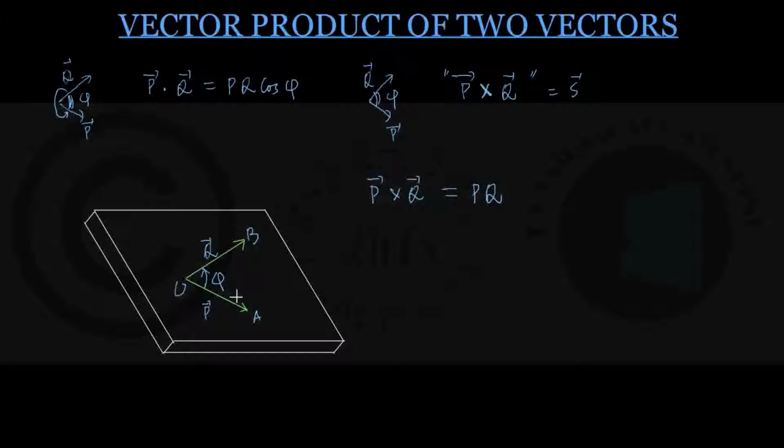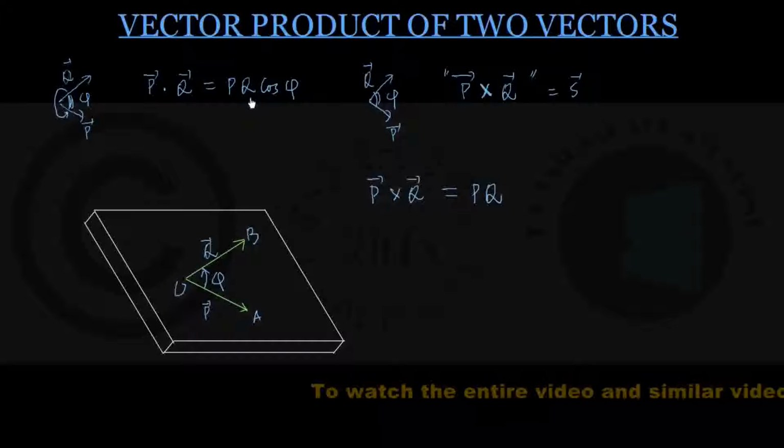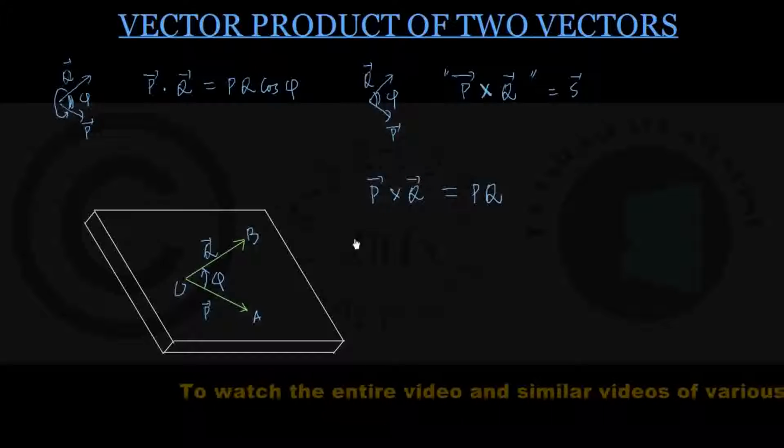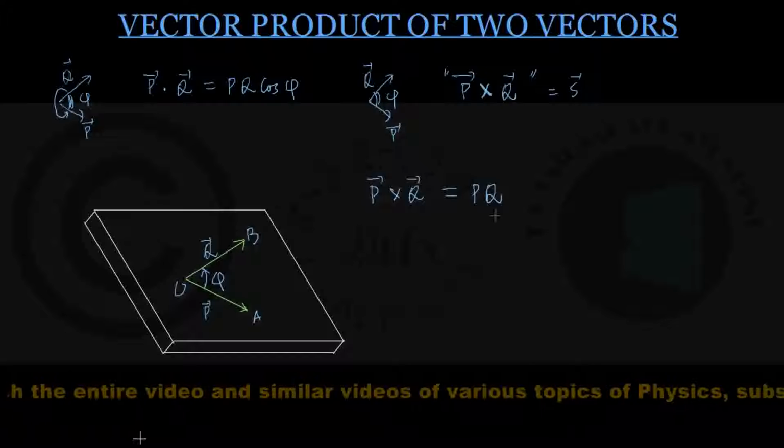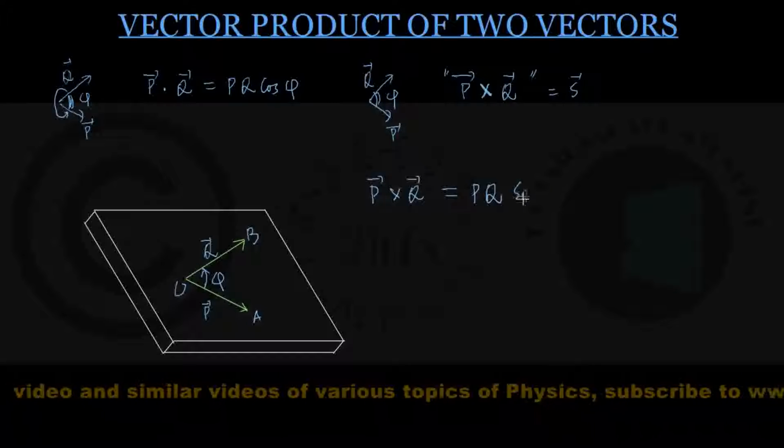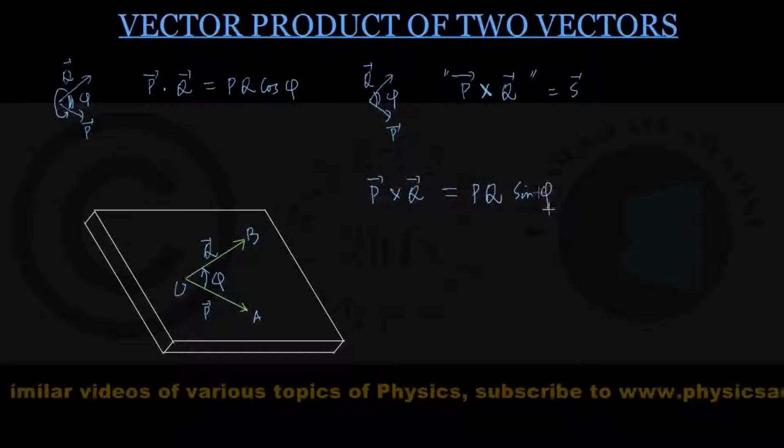Here it's important to say smaller angle. In case of dot product, I didn't even mention the angle. Whether you take this angle or the larger angle, it does not make any difference because I said cos function is an even function. Here we must specifically say that P cross Q is given by PQ into sine of the smaller angle between these two vectors.